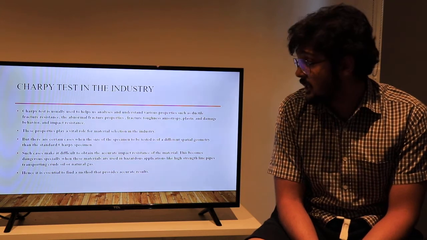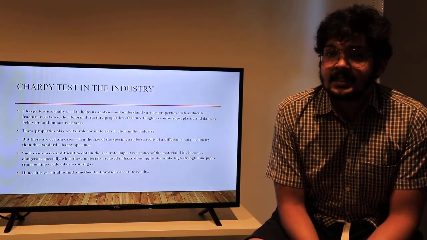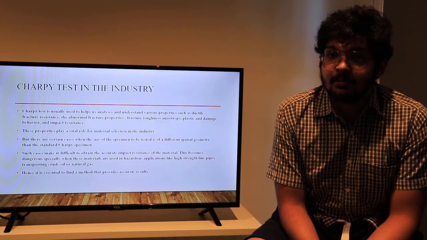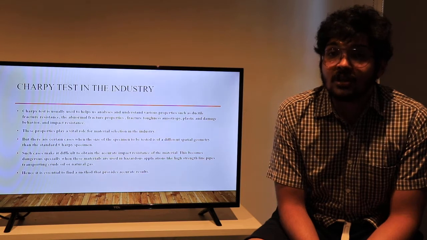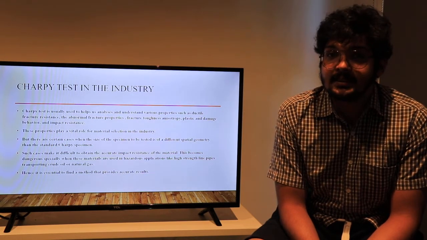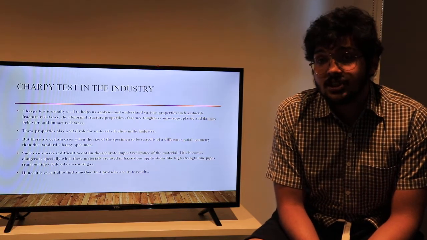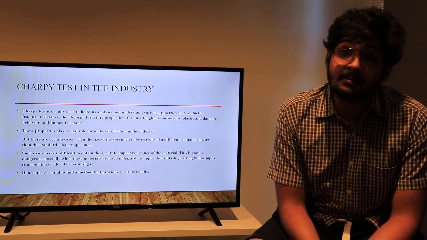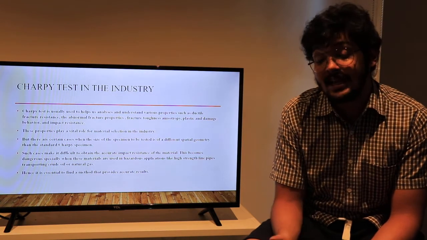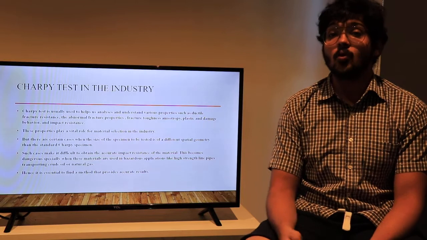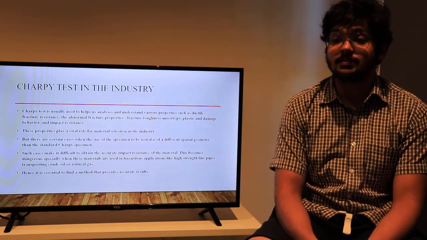Hence, we must find that sometimes specimens of the standard size, that is 10 by 10 by 55 millimeters, are not available for testing, or the specimens do not come in that size as the thickness is less than the minimum required thickness, that is 10 millimeters. Hence, in such conditions, we have to use a modified method or a certain calculation that helps us correlate the data between the smaller or the bigger specimen and the standard Charpy specimen.